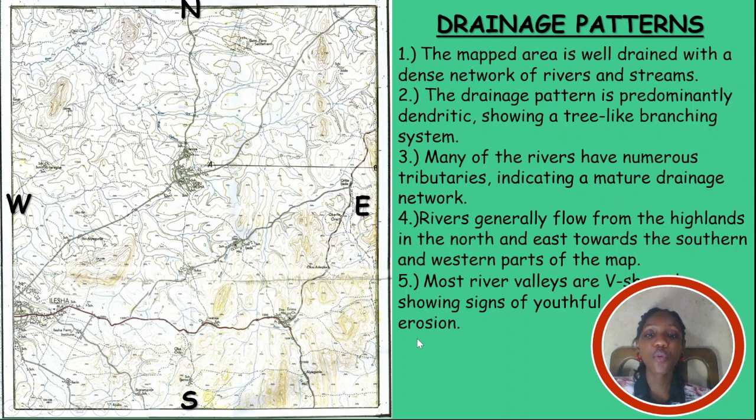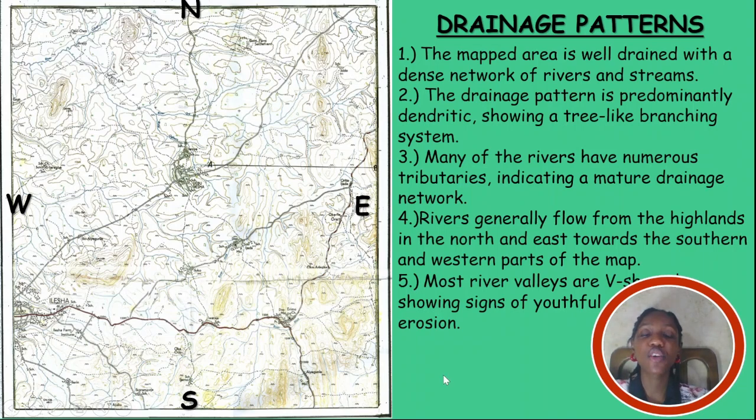Now, number four, rivers generally flow from highlands in the north and east towards the south and western parts of the map. This also corresponds to the direction of flow of River Guru that we got earlier from north to west. Most river valleys are V-shaped, showing signs of youthful and active erosion. So we mentioned something similar when discussing relief. When rivers are in their youthful stage, they have high energy and erode downwards into the land, and this is what carves out the V shape.